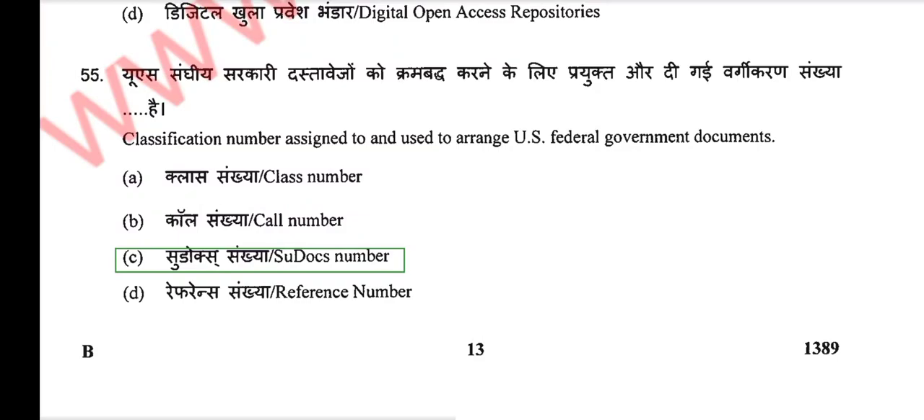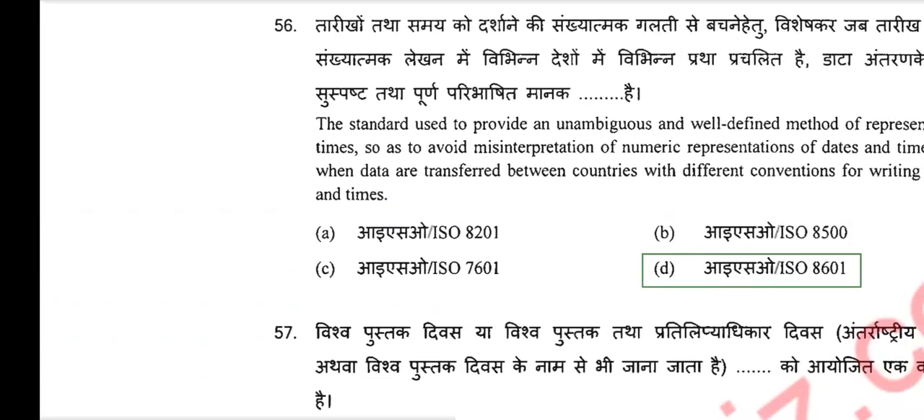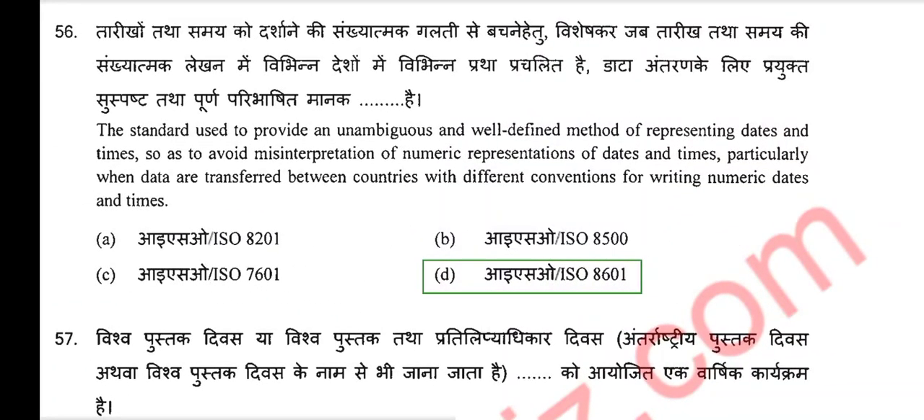Question number 55. Classification number assigned to and used to arrange US federal government documents. And the correct option is C, SUDOCS number. Question number 56. The standard used to provide an unambiguous and well-defined method of representing dates and times so as to avoid misinterpretation of numeric representation of dates and times, particularly when data are transferred between countries with different conventions for writing numeric dates and times. Very well, and the correct option is D, ISO 8601.